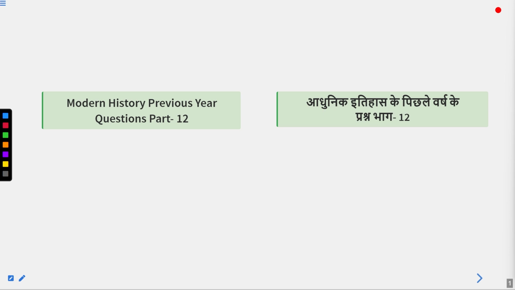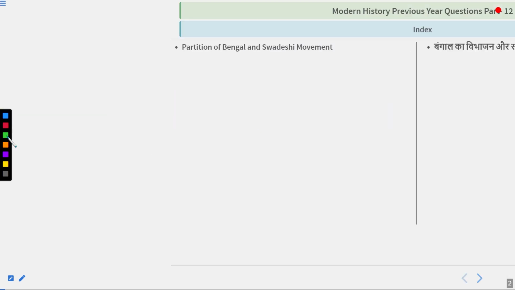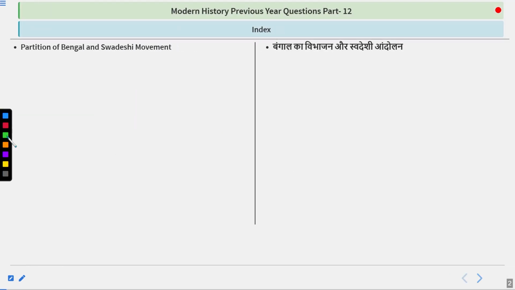In today's session, we are going to discuss particular topics related to modern history, the questions that have been asked related to them, and the type of question that could come in your upcoming exams. We will note down every important thing related to these topics. So let's start our session without wasting any time. The topics I have covered for you are partition of Bengal and Swadeshi movement, Muslim League, Delhi Darbar, and Home Rule movement.